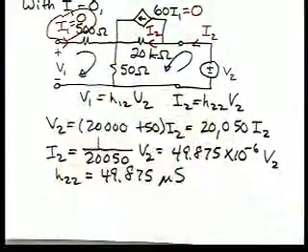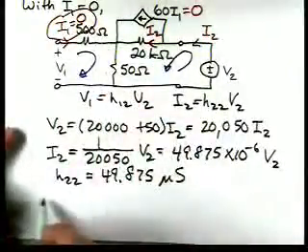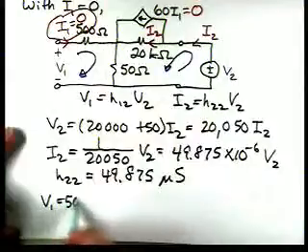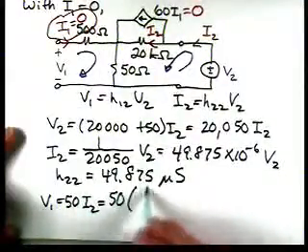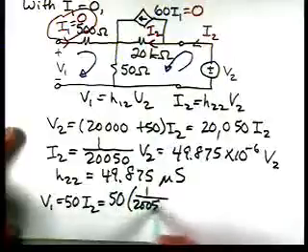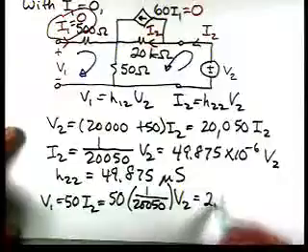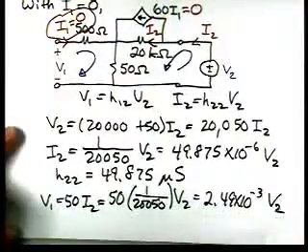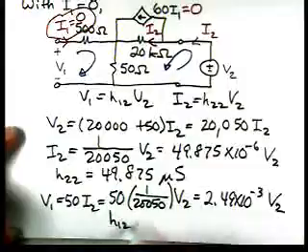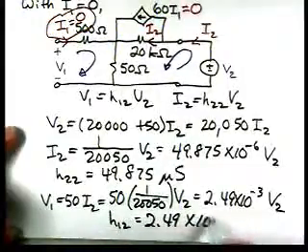And then if we apply KVL around this loop, the voltage across here is 0. So V1 is 50 I2, which is 50 times 1 over 20,050 V2, which is 2.49 times 10 to the minus 3 V2. So H12 is 2.49 times 10 to the minus 3.